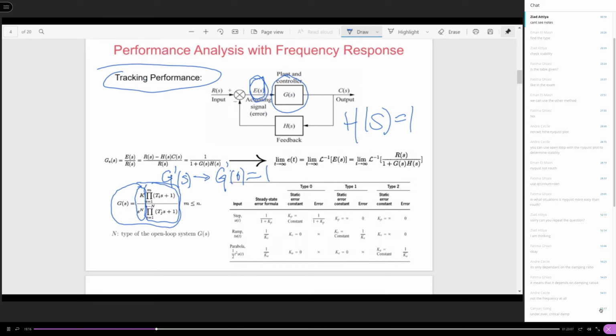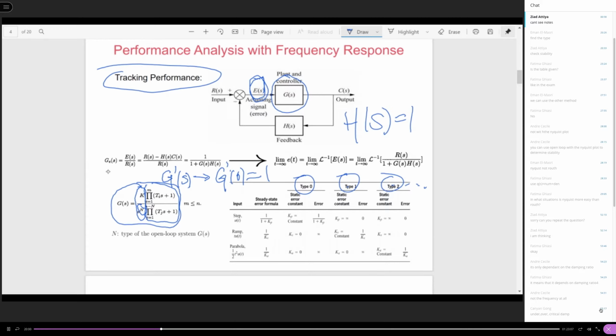Specifically, what do we call this N? It's the type of the system. It depends on how many integrators the open loop system includes. Then we classify the open loop system into type 0, no integrator, type 1, one integrator, type 2, two integrators, and so on. You can keep going.